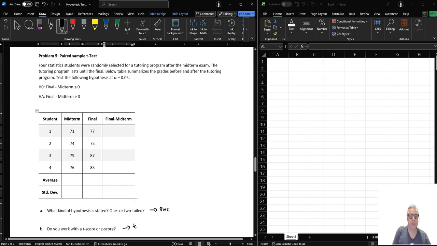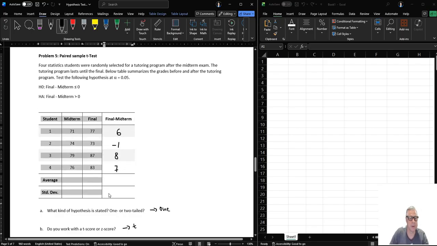So what we need to do is first calculate the difference between the final and the midterm. We can do that manually. So this would be a 6. Then here somebody got actually worse by 1. So what I do is final minus midterm. Then here somebody got better by 8. And here somebody got better by 7. But let's just copy that into Excel because we need more information.